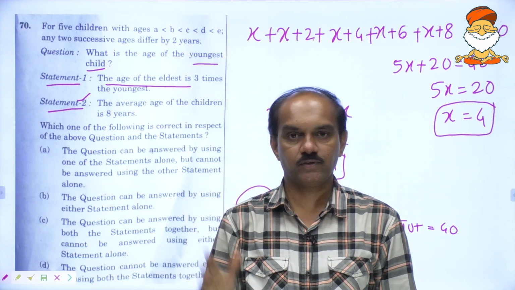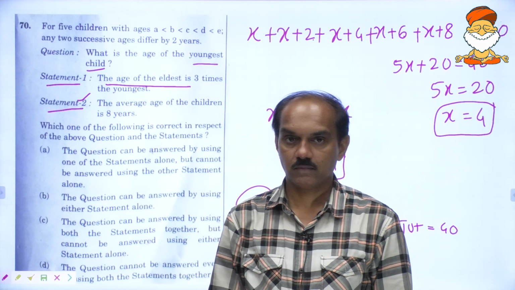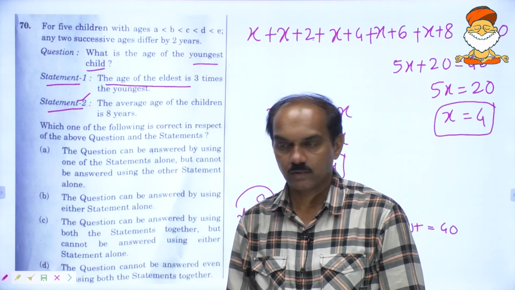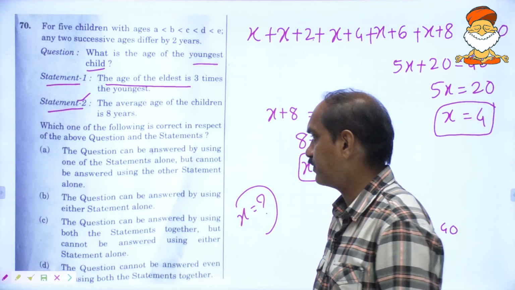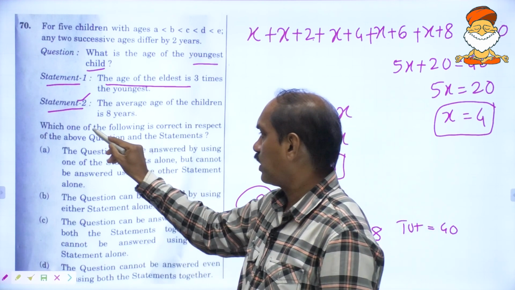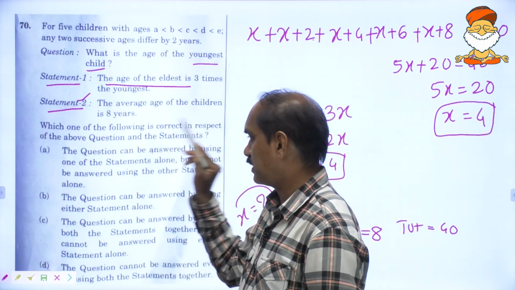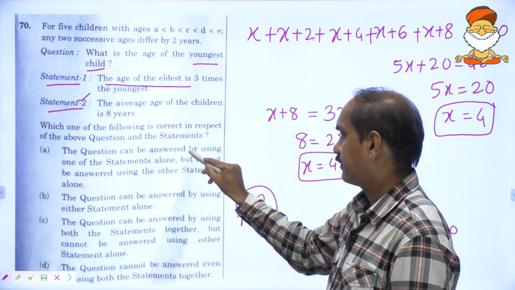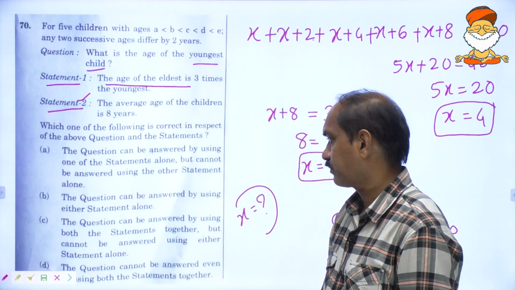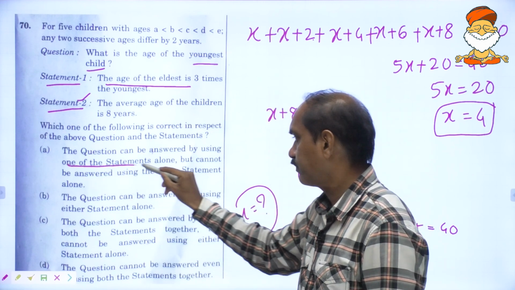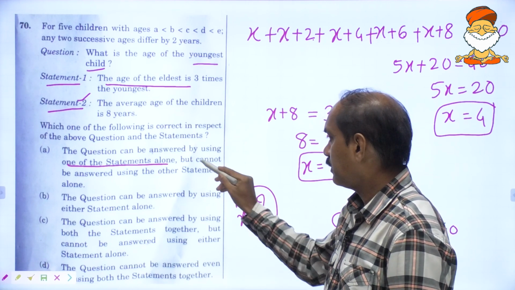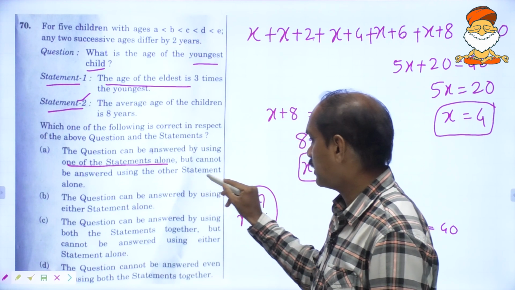Statement 2 alone is also sufficient. Either of them. But you are forced to use one of them. So 1 alone is sufficient, 2 alone is also sufficient. Of that kind, check which is there in the options. Which one of the following is correct in respect of the above question and statements? The question can be answered by using one of the statements alone. That is correct. We can answer this by using one of the statements alone. That is correct. But cannot be answered using the other statement alone. This is wrong.